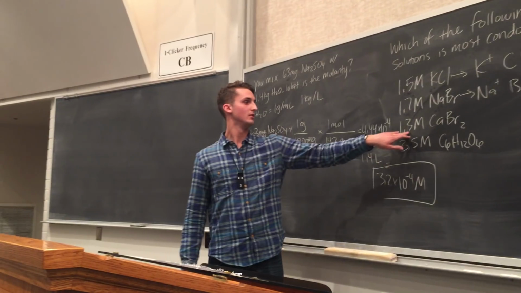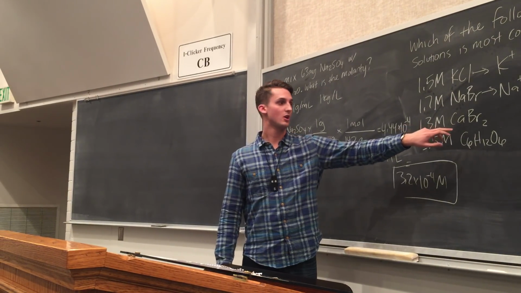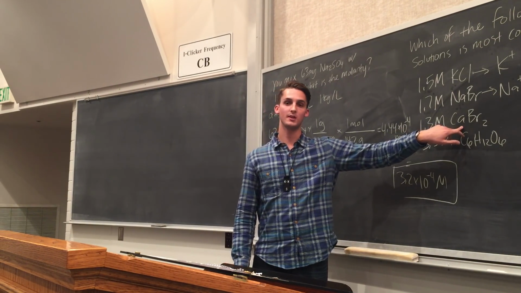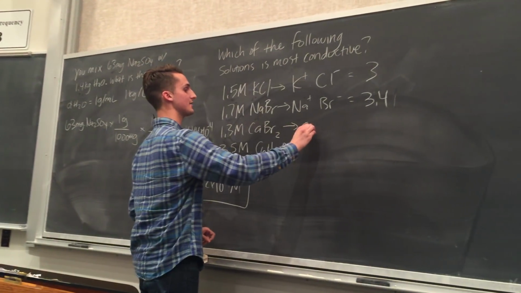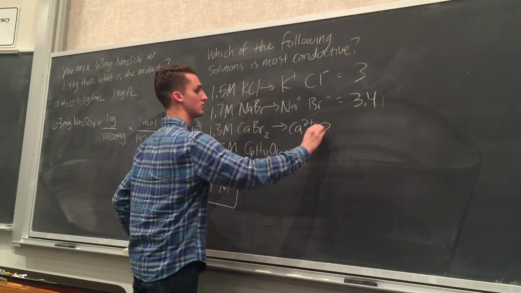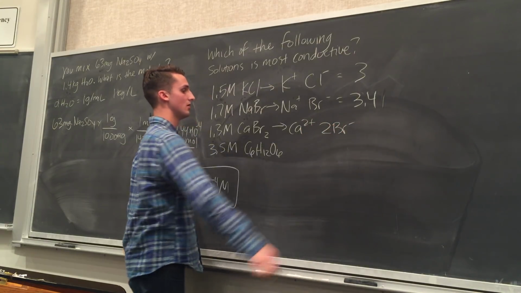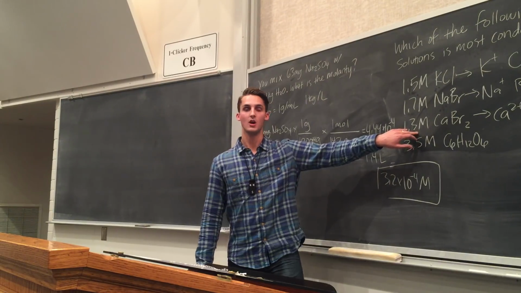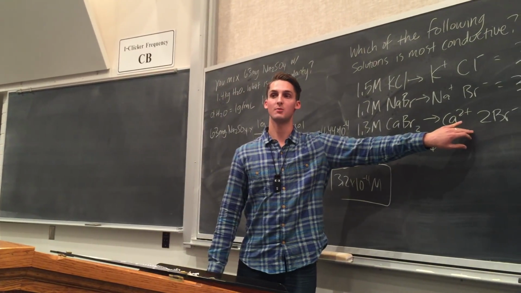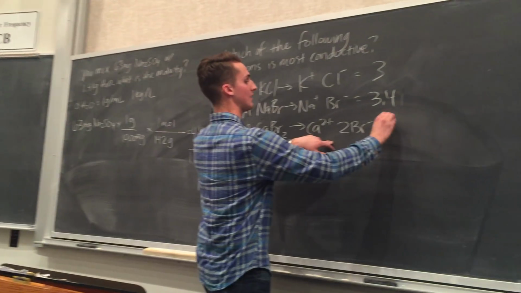Okay? Now, calcium bromide is going to be a little bit different than the first two. It's going to break up into 3 ions. Okay? We're going to have a calcium 2+ ion and 2 bromide ions. So, to figure out the value for this one, I take the concentration of it, multiply it by the number of ions that are produced, and in this case we get 3.9.